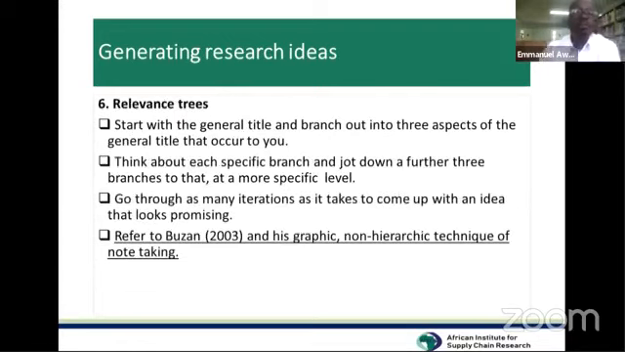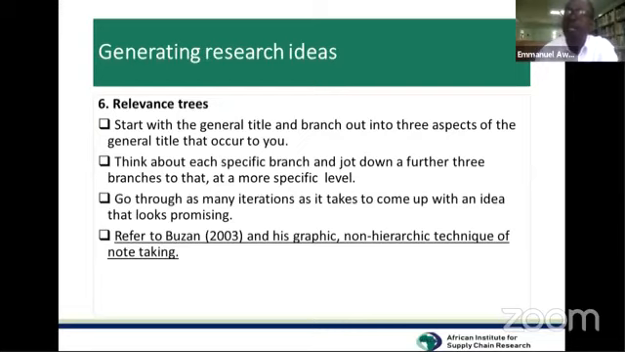Now, there's also the technique that is called use of the relevance trees. What happens here is that you start with a general title, you know. So at the top there, you have this general title. Then you branch it out into 3 aspects. So from that general idea, you generate three sub ideas, and you keep on generating three so that it comes out in the shape of a tree, and basically that's where it gets its name, relevance tree.